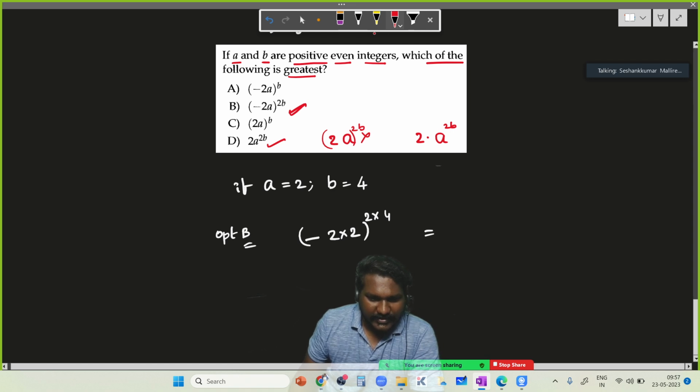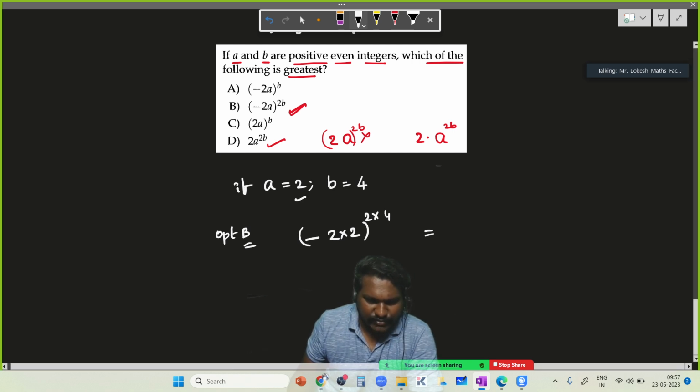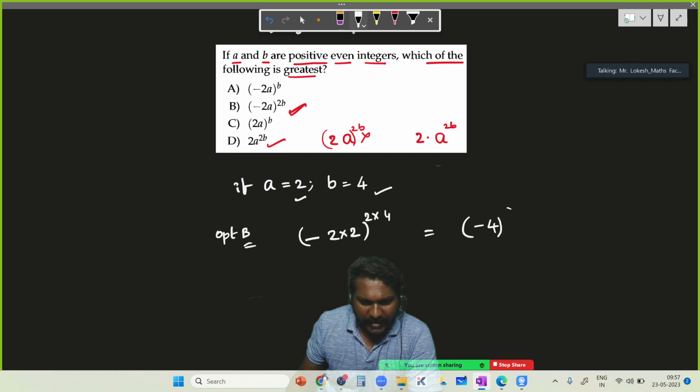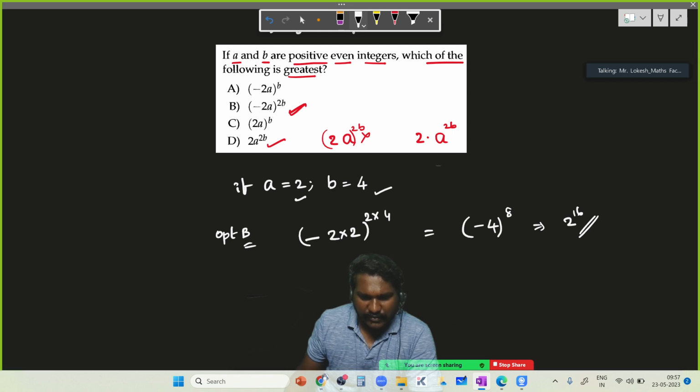Even so, let me check with an example, so we'll get more clarity. Taking A as 2 and B as 4, we get minus 4 whole power 8, which will give us 2 power 16, because I can write 4 as 2 square, and it will become a power m whole power n, which gives us 2 power 16.